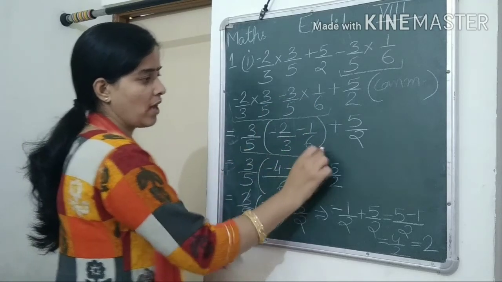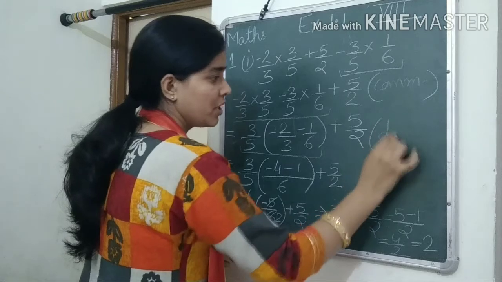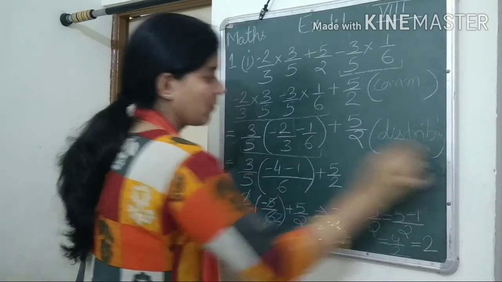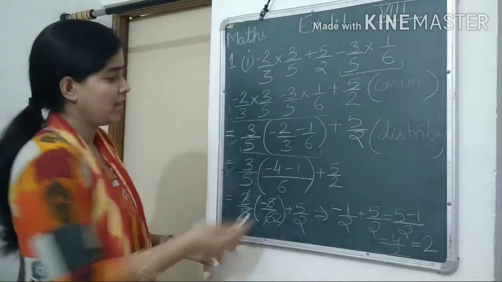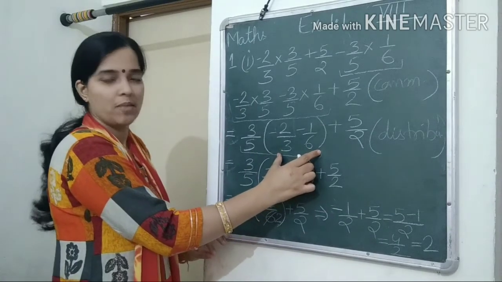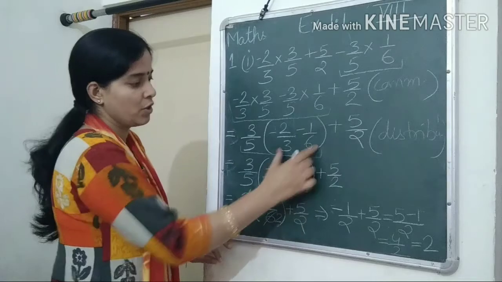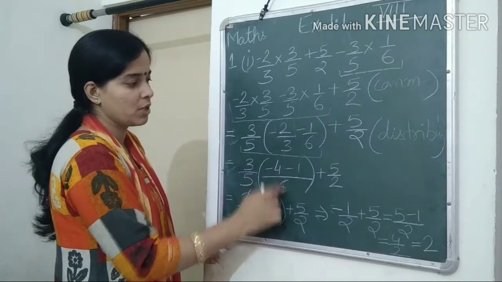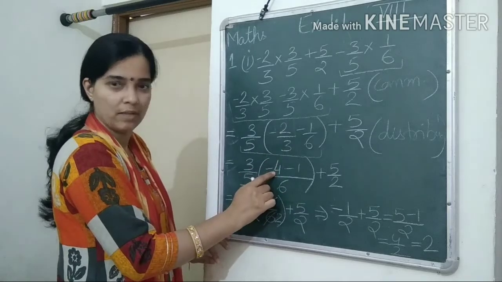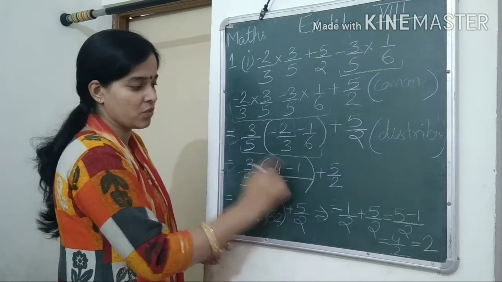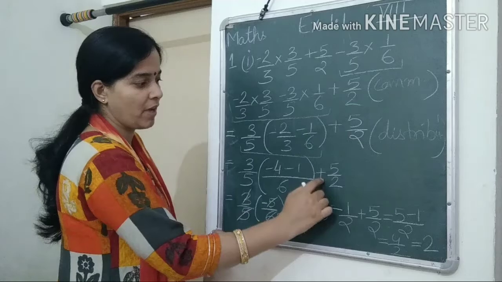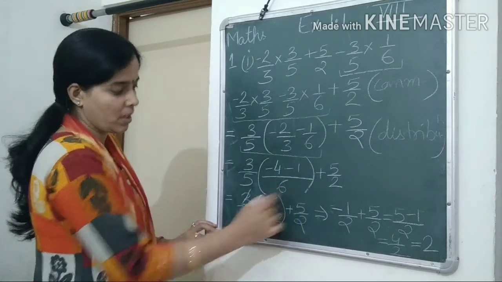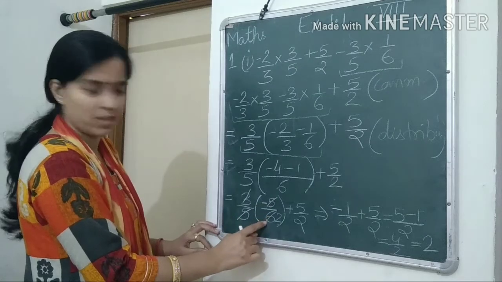Now this is known as distributivity. With the help of that, now you have these numbers inside the brackets. You can solve it by taking 6 as LCM. It will be 3 2s are 6, 2 2s are 4 will come. Then minus 4 minus 1, close the bracket and 5 by 2 as it is. Now if you solve this, it will come out to be minus 5 upon 6.